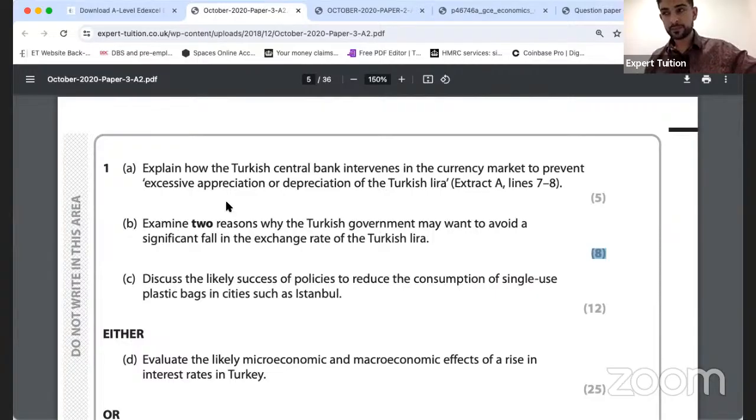In other words, why do I not want there to be a significant depreciation of my currency? There are 2 instant answers. Now, obviously, I'm giving you the answer. You could sit back if you're watching this later on. You can replay it and then attempt it yourself.